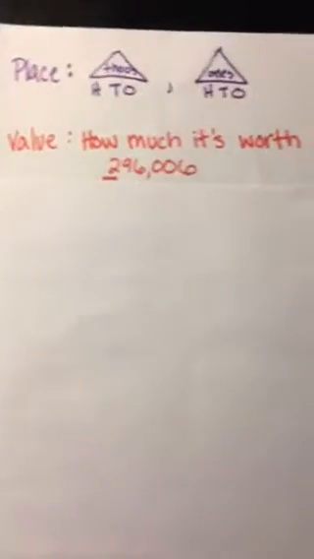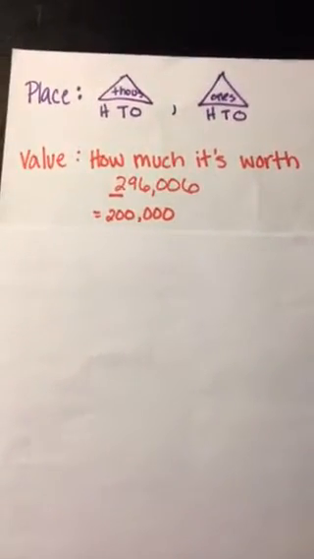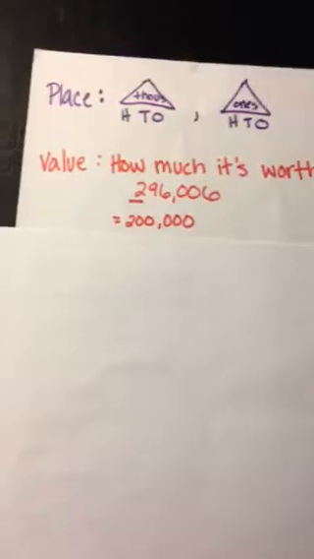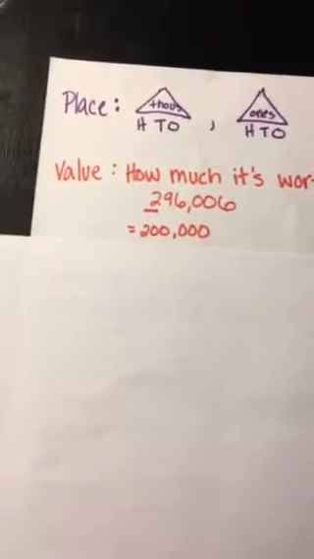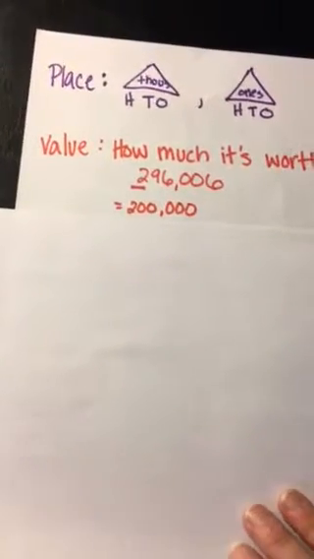We've also talked about value, which is how much a certain digit is worth. We use that vocabulary of digit. For example, here the 2 is in the hundred thousands place, so that digit is worth 200,000.